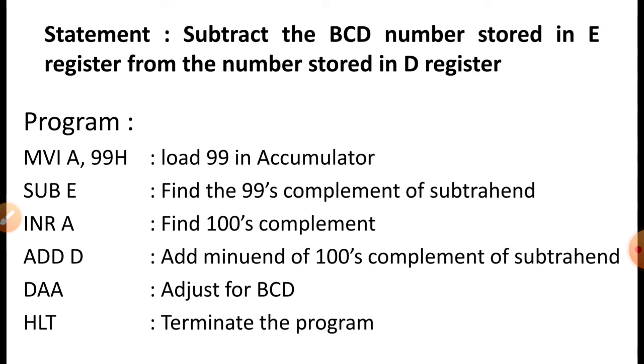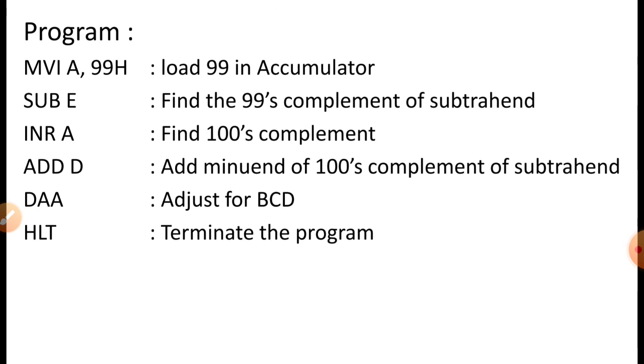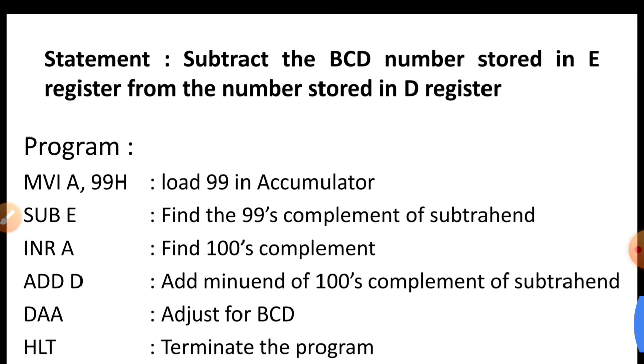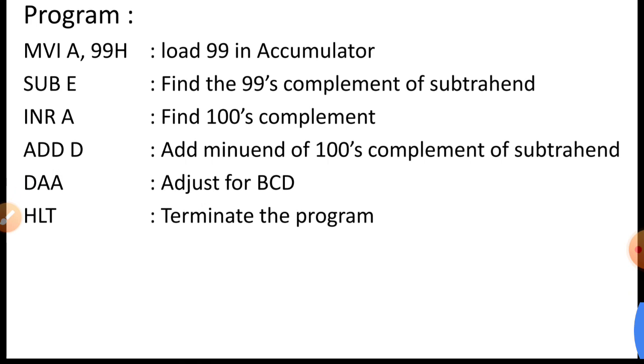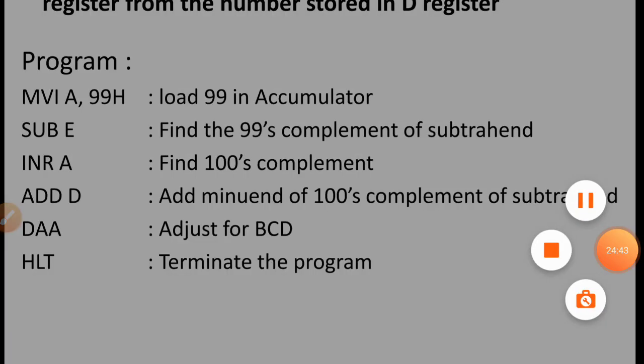So we add this hundreds complement value to the content of D, with ADD D. It adds the content of D to the content of the accumulator, and the accumulator holds the hundreds complement of the number available in the E register. After doing the addition, we do the adjustment by using the DAA instruction. It will adjust the BCD number, and then we halt the program. So in this way, the subtraction of BCD numbers is done. Thank you.